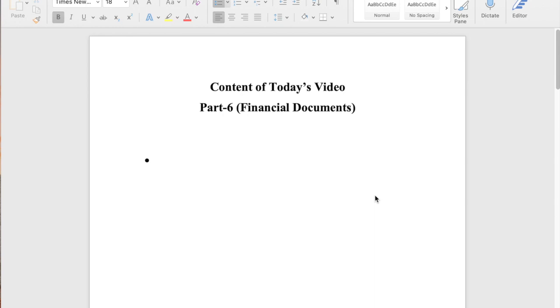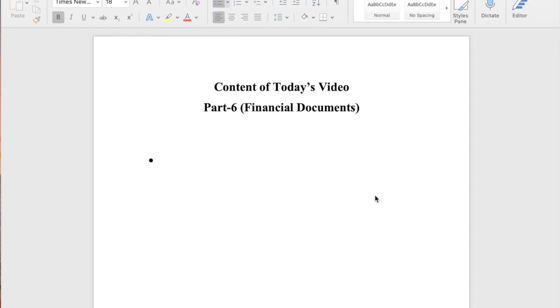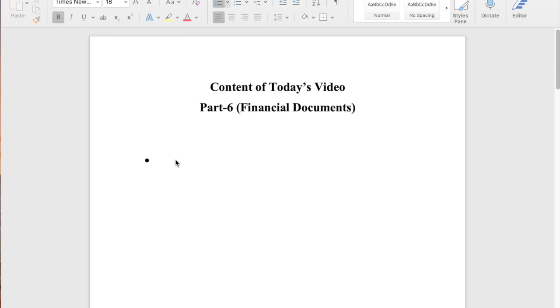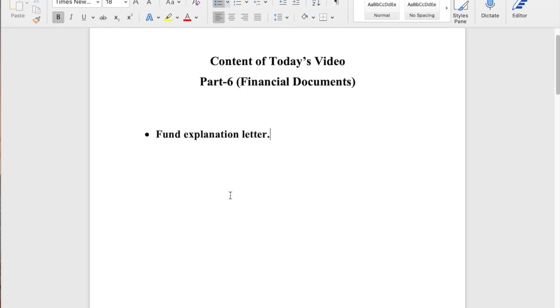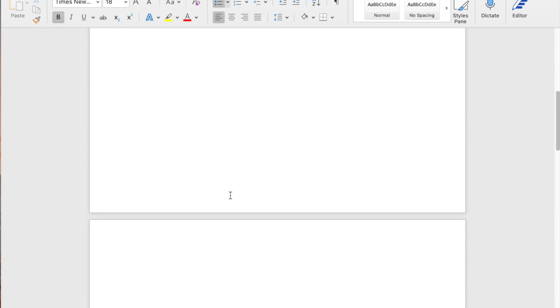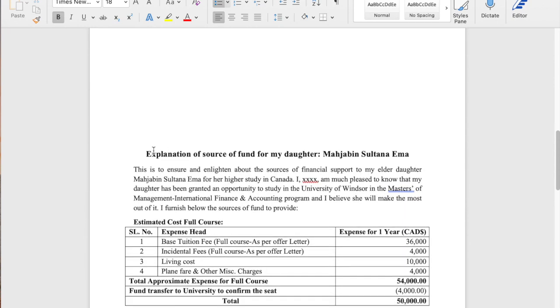I tried to show some extra fund, which means I showed my funds more than my expenses, and also my father ensured that he will be able to bear any emergency cost if ever needed. So, first in my financial documents, I provided the fund explanation letter. So let's go to the sample letter of mine and see what I have written in that letter.